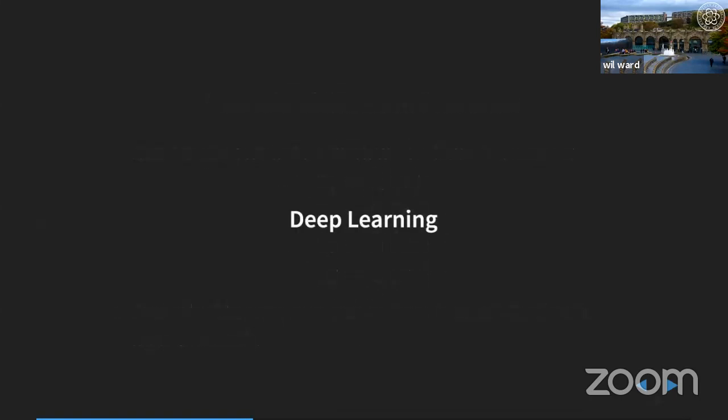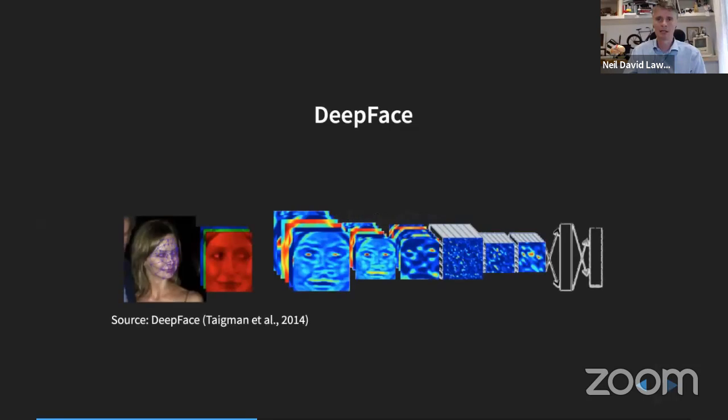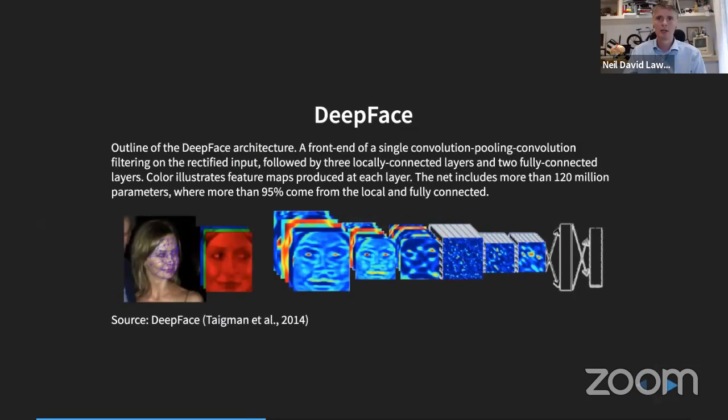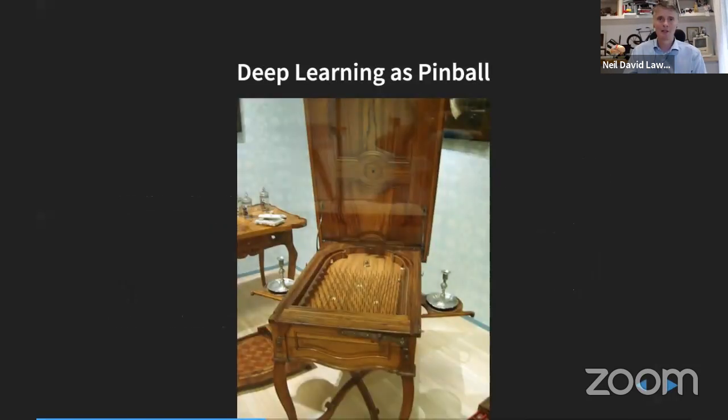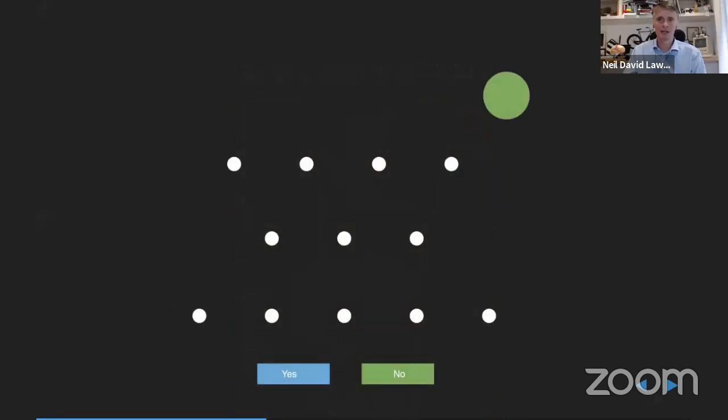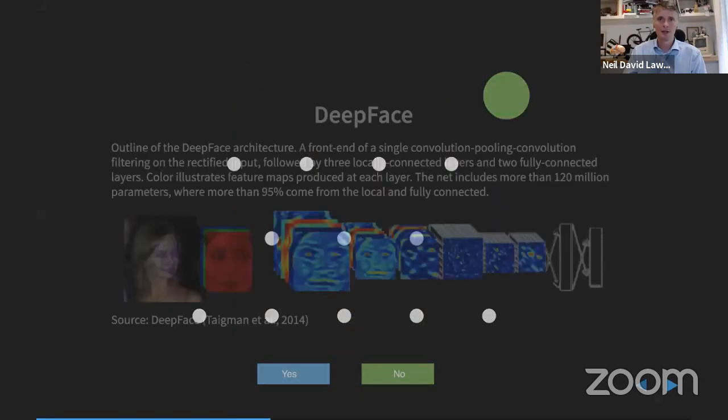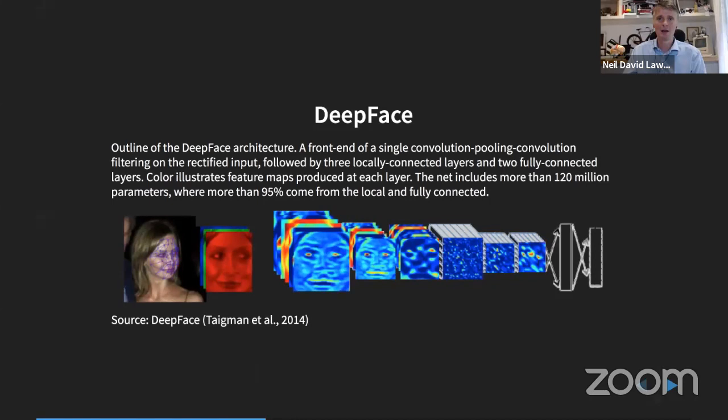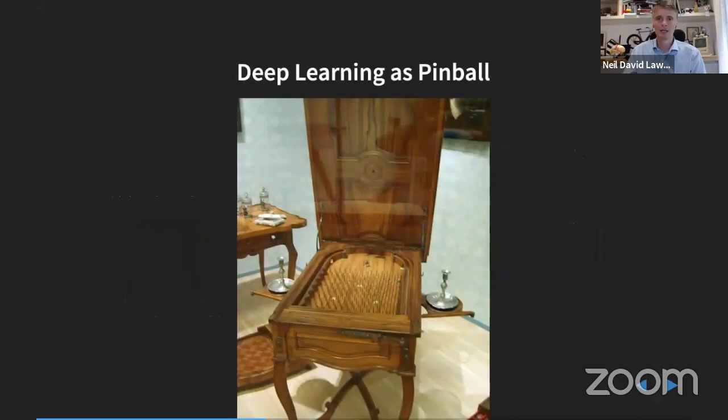Cool. Okay, I'm going to skip this, which is a little bit of a deep learning motivation, apart from just to say, because I'll have these plots later, that you can think of deep learning as, oh, bloody hell, click and be patient. Deep learning is a bit like pinball. So what do I mean by that?